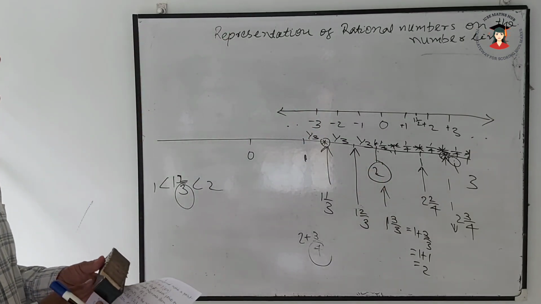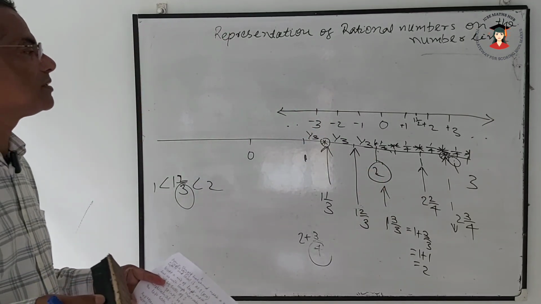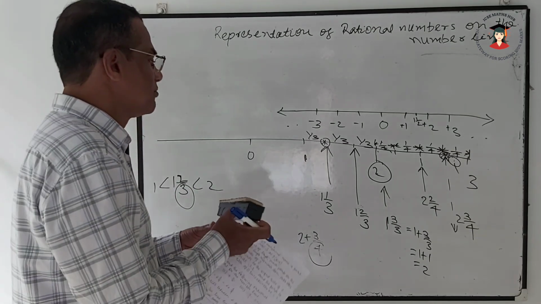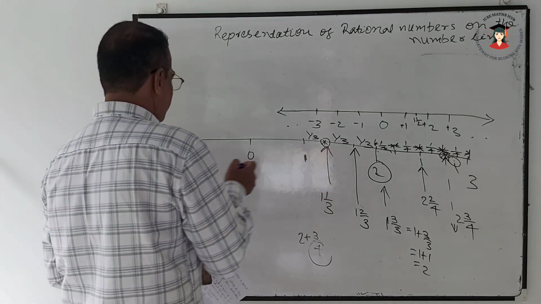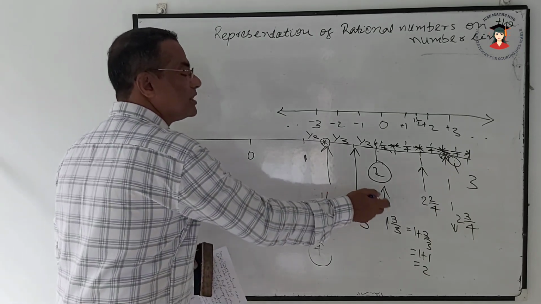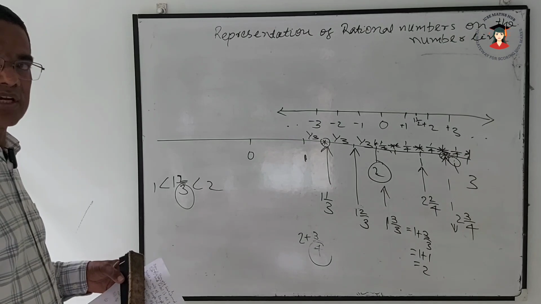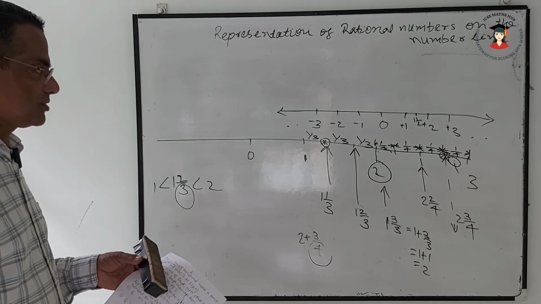So in this way we can represent any rational number. Rational number means it will be in the form of a ratio of two integers. Negative rational numbers also we can represent like this.